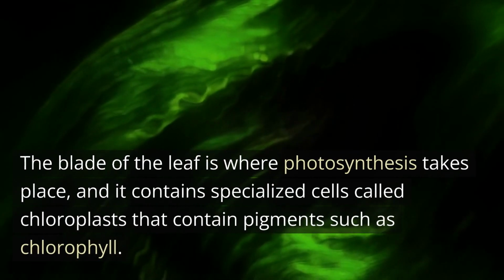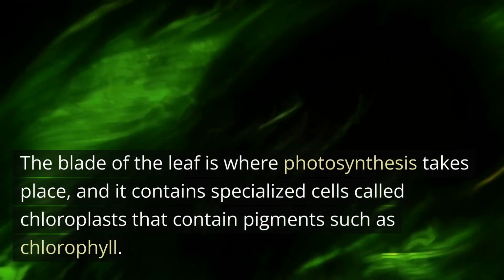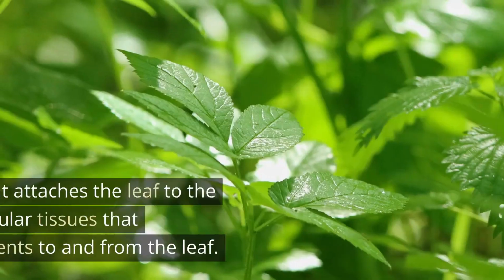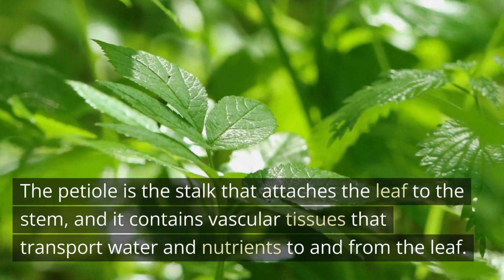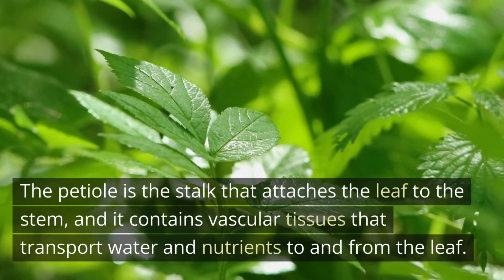The blade of the leaf is where photosynthesis takes place, and it contains specialized cells called chloroplasts that contain pigments such as chlorophyll. The petiole is the stalk that attaches the leaf to the stem, and it contains vascular tissues that transport water and nutrients to and from the leaf.